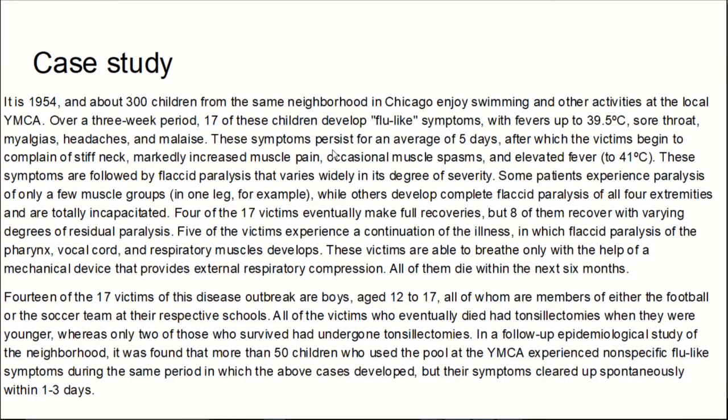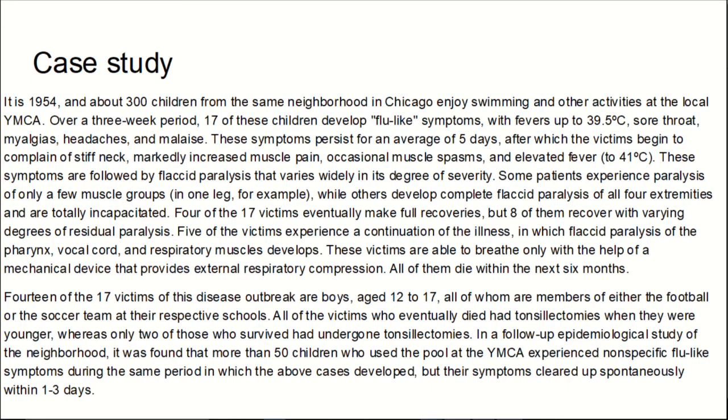All right, guys, time for the second case study. It is 1954, and about 300 children from the same neighborhood in Chicago enjoyed swimming and other activities at the local YMCA. Over a 3-week period, 17 of these children developed flu-like symptoms with fevers up to 39.5 degrees Celsius, sore throat, myalgias, headaches, and malaise.